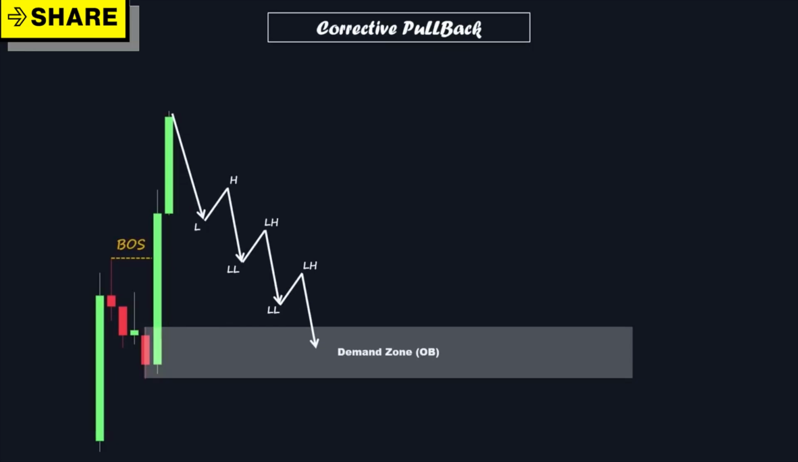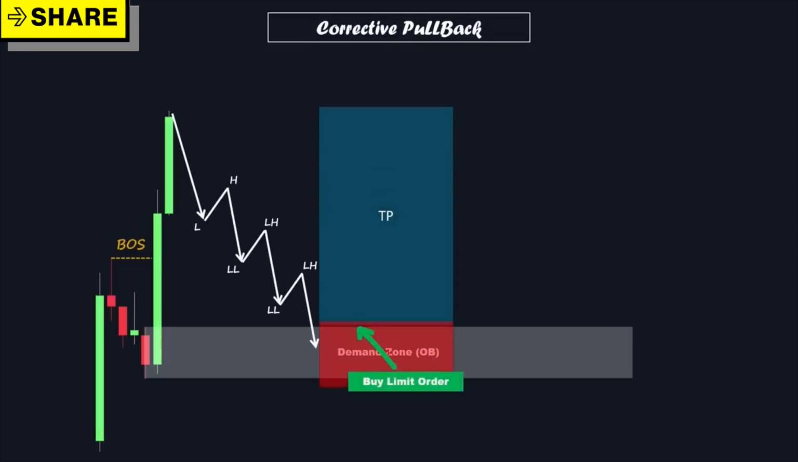Despite the aggressive pullback, we consider entering the market when price reaches our identified demand or supply zone. For doing that, we can use smart money concepts and various entry models, like the aggressive or conservative entry model. For example, in this case, we can place a buy limit order at the highest point of our identified order block and wait for the price to activate it.